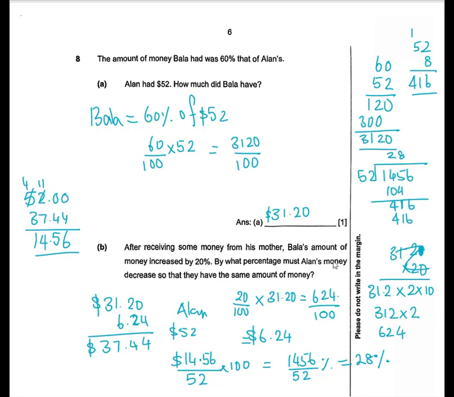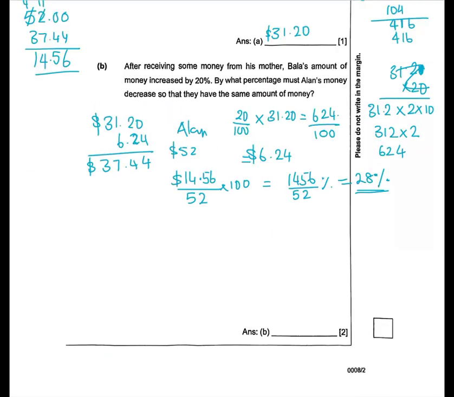So by what percentage must Alan's money decrease so that they have the same amount of money? It should decrease by 28%. If you have any difficulties in understanding any of these steps, or if you think there are gaps in explanation, do let me know. I'll try to come back with a reply video for that.